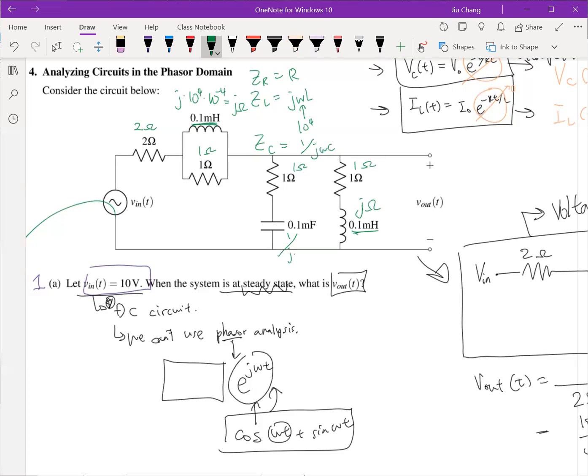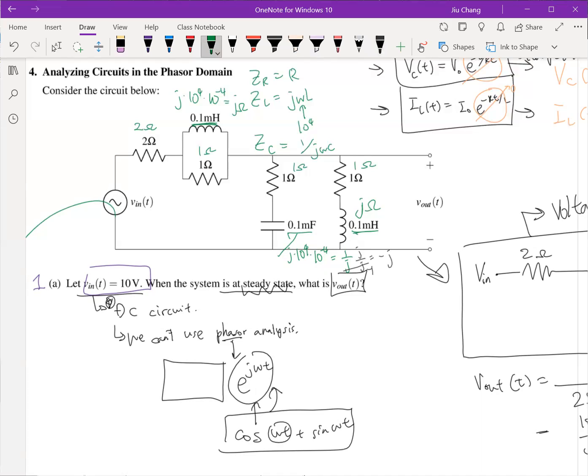So we will use 10,000 for the omega. And for the capacitance, we have 10 to the power of negative 4 again. So that will give us 1 over j. We don't want j in our denominator, so we multiply by j over j, which is just 1. We know we're allowed to do that. So j squared gives us -1. So we will have -j.